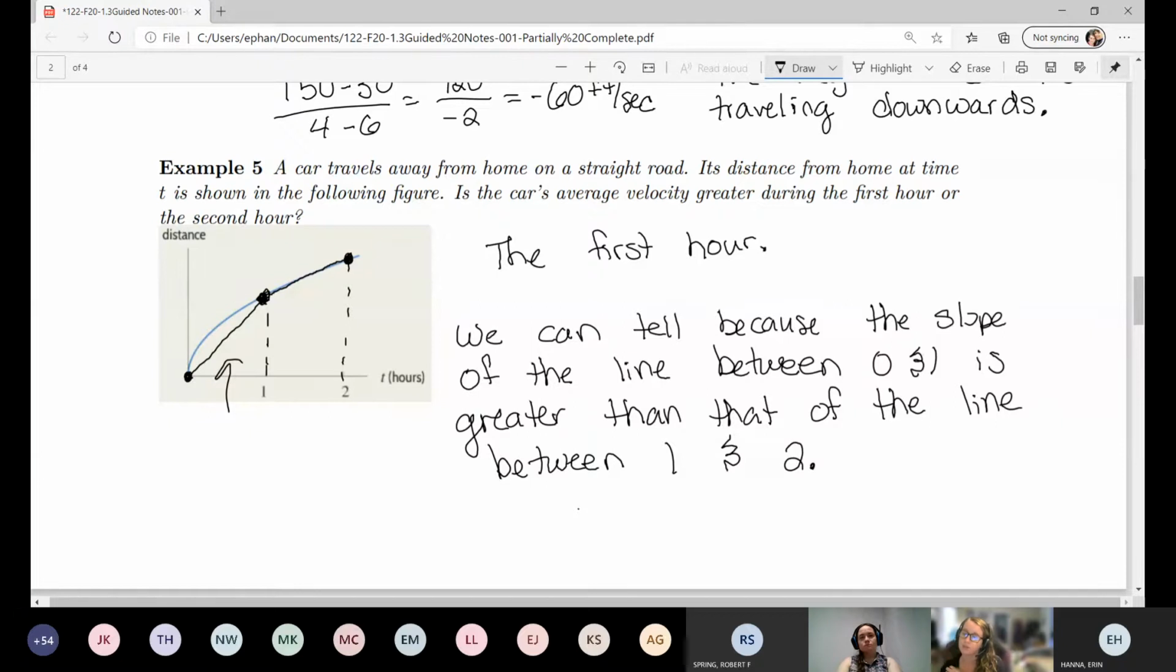So even though we had no numbers to compare here, since we know that the average rate of change tells us about a slope, we can just compare the two slopes of the little line segments, and we can still figure out which one's greater.